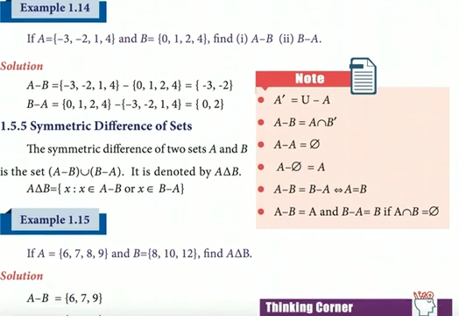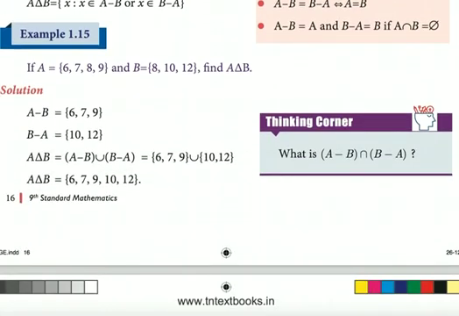That is disjoint. So if A equal to {6, 7, 8, 9}, B equal to {8, 10, 12}, find A delta B, that is A minus B union B minus A. First find A minus B. Remove 8: 6, 7, 9. B minus A: 10, 12. A minus B union B minus A: 6, 7, 9, 10, 12.